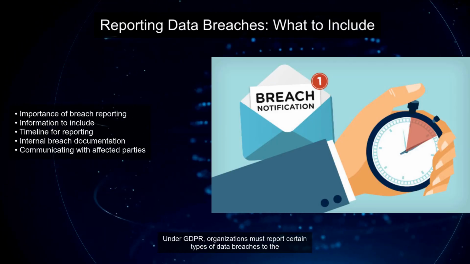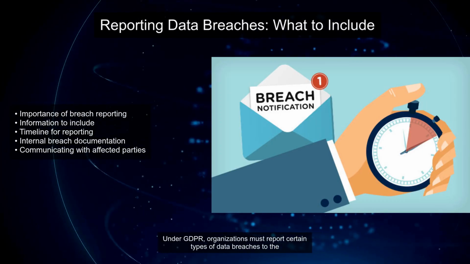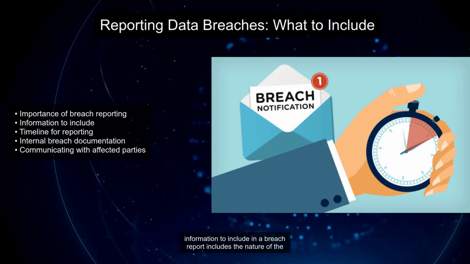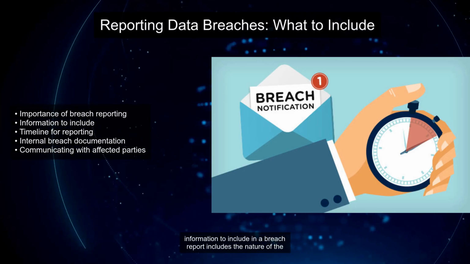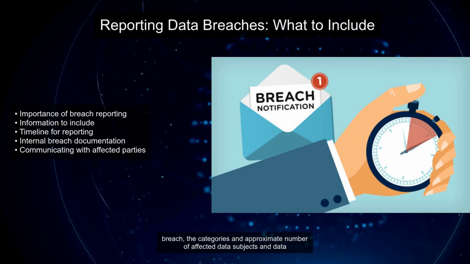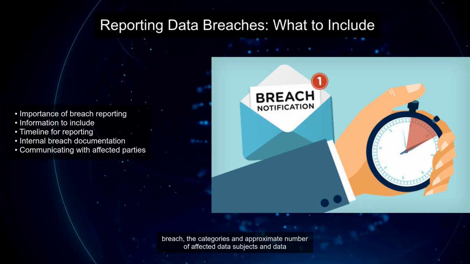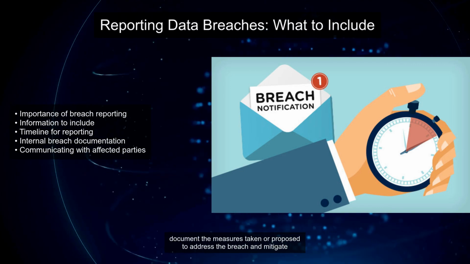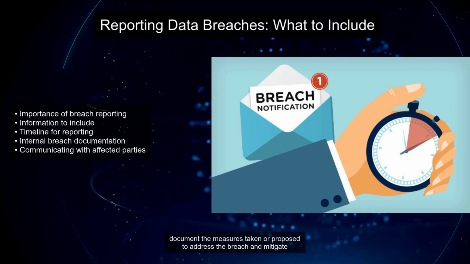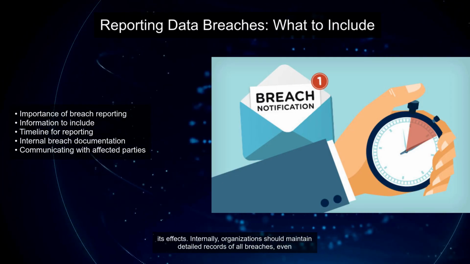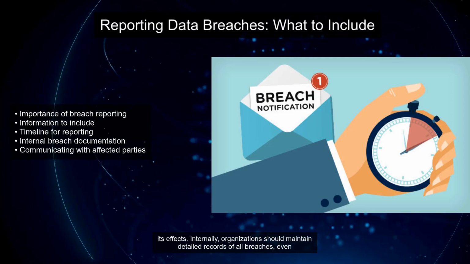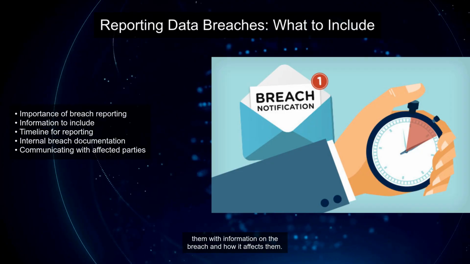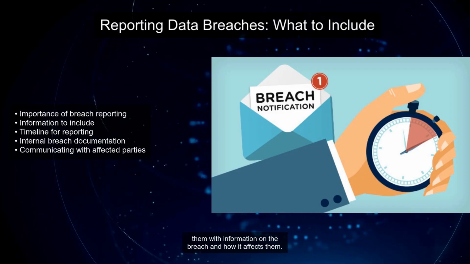Under GDPR, organizations must report certain types of data breaches to the relevant supervisory authority within 72 hours of becoming aware of them. Key information to include in a breach report includes the nature of the breach, the categories and approximate number of affected data subjects and data records, and the likely consequences of the breach. It's also crucial to document the measures taken or proposed to address the breach and mitigate its effects. Internally, organizations should maintain detailed records of all breaches, even those not reported. Effective communication with affected parties is also necessary, providing them with information on the breach and how it affects them.